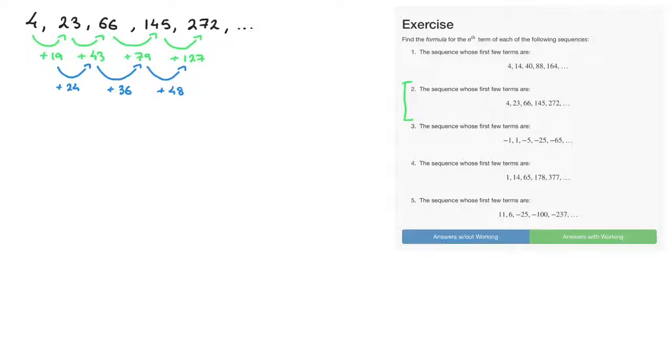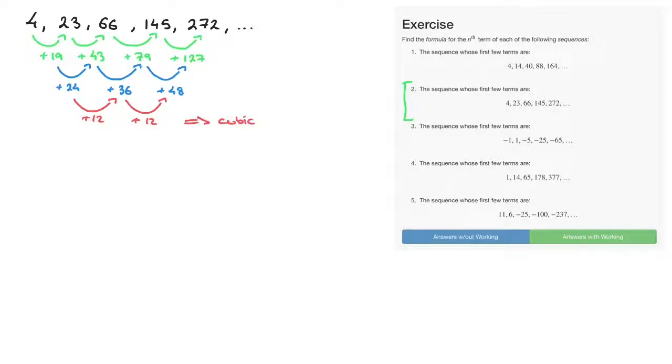So we go one step further and look into the third differences. From 24 to 36, we can see that we're adding 12. And from 36 to 48, we're adding 12 again. We can see, therefore, that the third differences are constant, meaning they're never changing. That means that we're dealing with a cubic sequence.